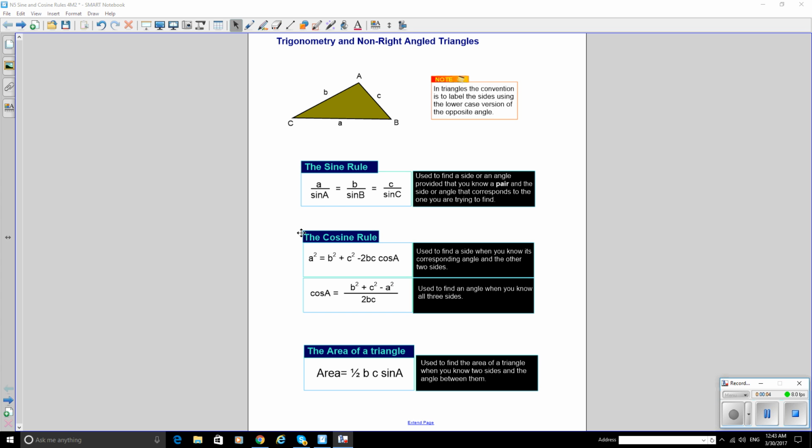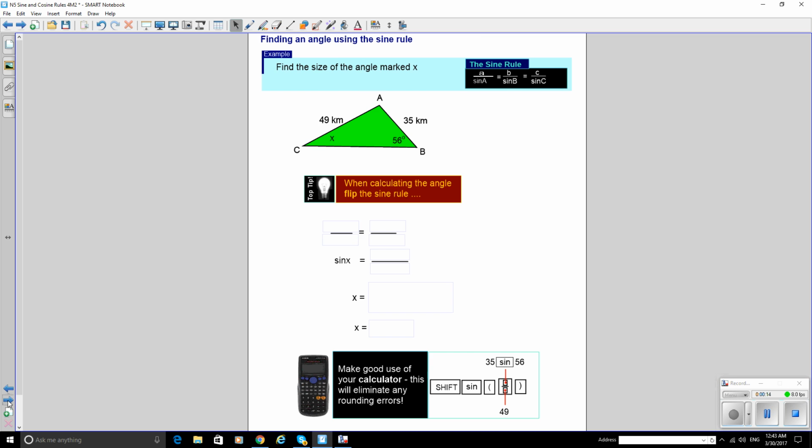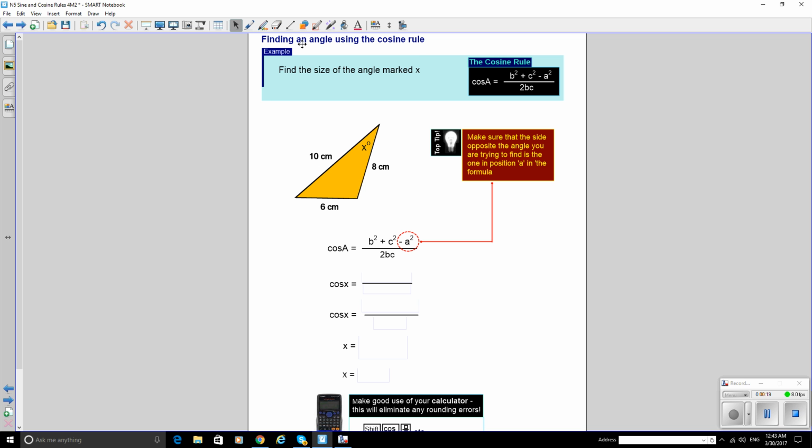This clip is on the same booklet and it's using the cosine rule to find the size of an angle, provided we know all three sides. So if you start off by going to page 5 in your booklet, this one here, we've got a non-right angle triangle. We know three sides and we're trying to figure out this angle here labelled x.